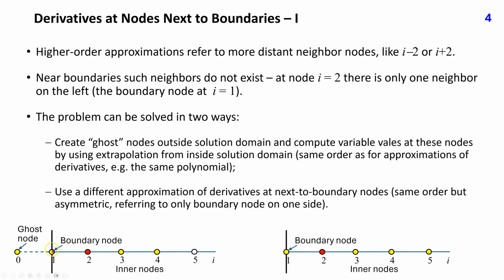If polynomial fitting is used to derive approximations for derivatives, it is best to use the same polynomial to extrapolate to ghost nodes. The other approach is to use different approximations for derivatives at the next two boundary nodes. They should be of the same order as at other internal nodes, but asymmetric. An example is shown in this figure. A polynomial of degree 4 is fit to variable values at 5 nodes, and its derivatives at node I equal 2 are used instead of the regular expression which is used at nodes I equal 3 and I equal 4, and so on. Examples of both approaches are shown in the next two slides.